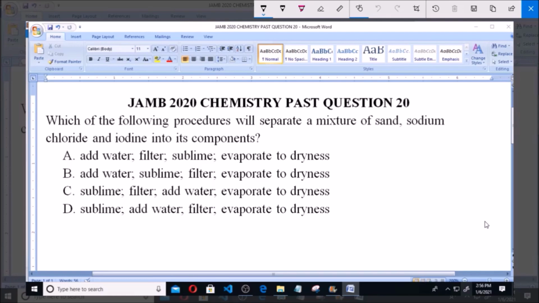A. Add water, filter, sublime, evaporate to dryness. B. Add water, sublime, filter, evaporate to dryness. C. Sublime, filter, add water, evaporate to dryness. And D. Sublime, add water, filter, evaporate to dryness.